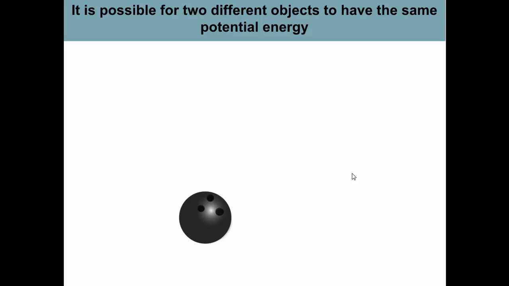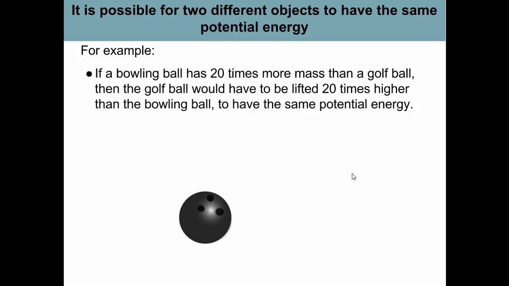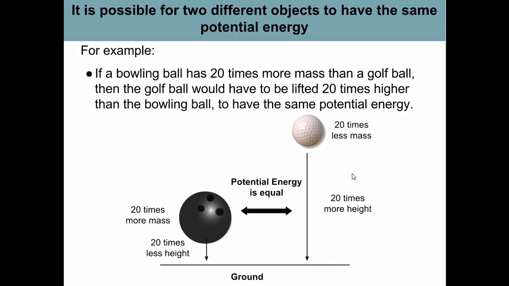So it is possible for 2 different objects to have the same amount of potential energy. For example, if you have a bowling ball and it has 20 times more mass than a golf ball, then the golf ball would have to be lifted 20 times higher than the bowling ball to have the same potential energy. So we have 20 times more mass and 20 times less height, 20 times less mass, 20 times more height. Their potential energy is equal.